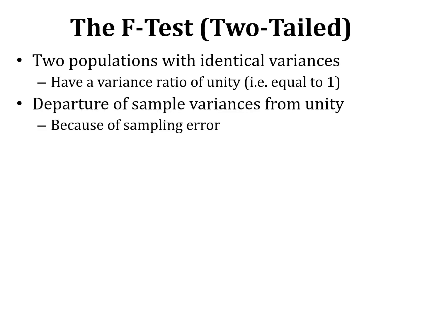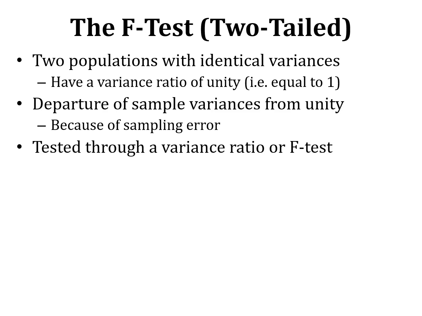So if the departure of sample variances from unity, that is, if they are different from 1, then it is assumed that this is because of the sampling error. So we need to check whether this is because of the sampling error or whether this difference is significant. We need to apply the F-test.